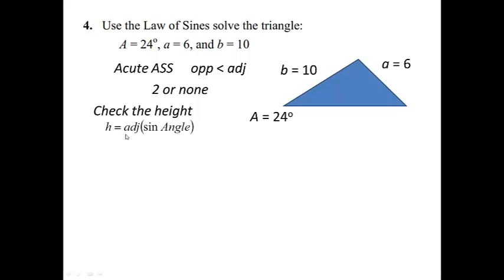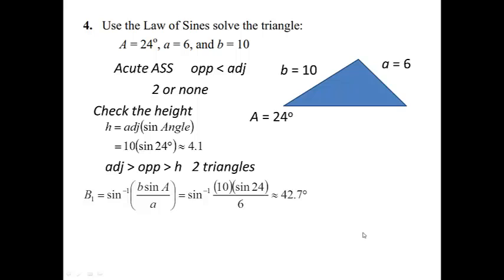So checking the height, it's adjacent times the sine of the angle, which is 10 times the sine of 24. That will give me 4.1. And 4.1 is shorter than the opposite. I have two triangles. So I'm going to finish this off with the law of sines. Okay, angle B is arcsine of B sine A over A. Putting my numbers in, I get 42.7.